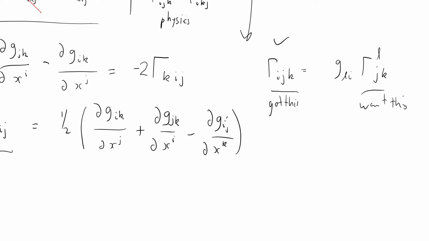So what am I going to do? What I'm going to do is raise an index here. I'm going to multiply. I've got this. I'm going to write that again. We've got that gamma ijk equals g li gamma l jk. I'm going to multiply by a contravariant index. I'm going to kill the L. Kill the M. I'm going to multiply both sides by g lm.